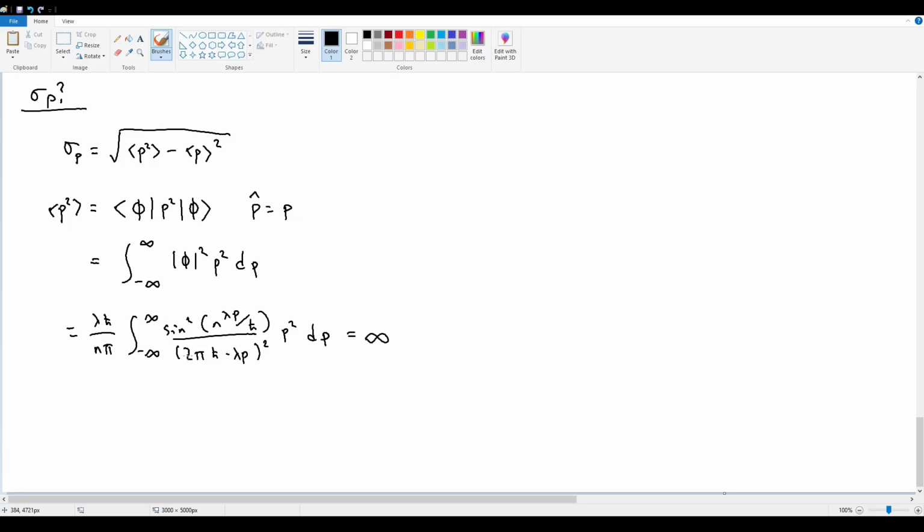The reason is that you have a p squared term on top and then a sine squared term, which oscillates between 0 and 1, and on the bottom something that goes like p squared. So ultimately this is proportional to something along the lines of an infinite integral of sine squared, and that's obviously going to diverge to infinity. So this apparently is not valid.